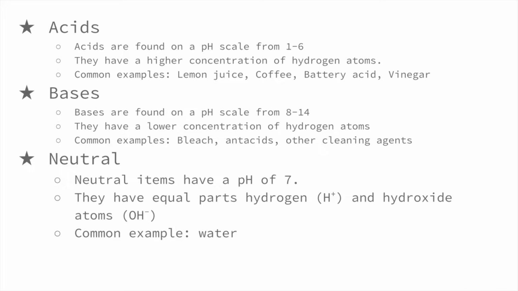All right, moving on to neutral substances. Neutral items have a pH of 7. They have equal parts hydrogen, which is represented by an H+, and hydroxide atoms, represented by OH negative. Okay, so hydrogen, that's pretty easy to remember. We have hydrogen, H+. We have hydroxide. So since we have the hydroxide, we have the H. And then we have the O for oxide. Okay, and a negative symbol. So hydroxide always has that negative symbol up there in the corner, and hydrogen always has that plus sign.